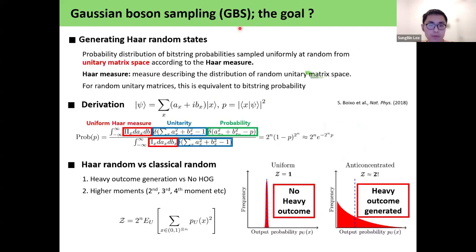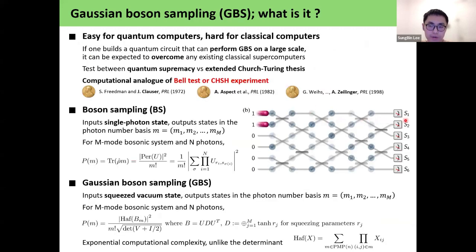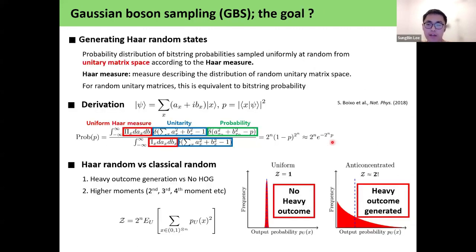The goal of Gaussian boson sampling, I guess this figure is quite similar because it's also similar to random circuit sampling, is to generate the Haar random state. So this output state in a photon number basis has to converge to the Haar random state if this matrix is random enough, meaning large enough depth. Actually these Haar random states are different from classical random in the sense that there's no heavy outcome. Heavy outcome means output probabilities that are large compared to the average one.